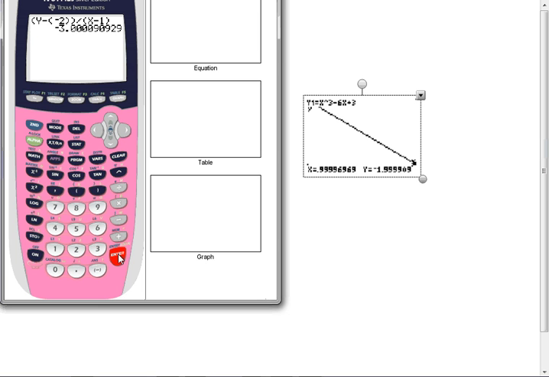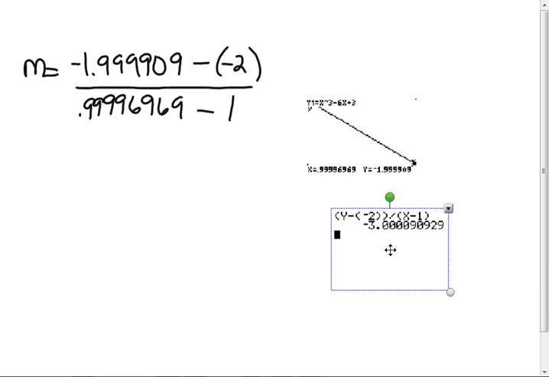Ooh, that's even better than I got in the other class. Because remember, 0 over 0 is indeterminate. I want to find the limit. Oh, so it's finding the limit. I want to find the limit.